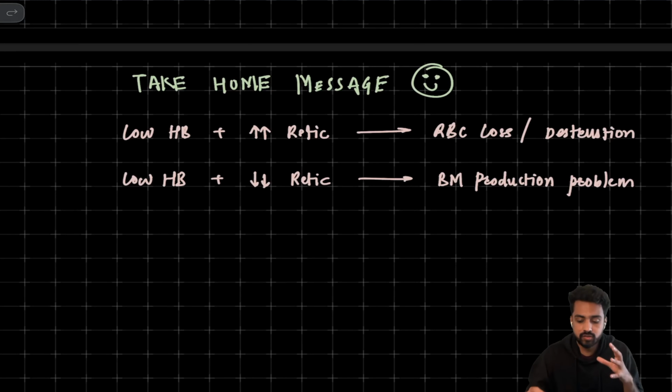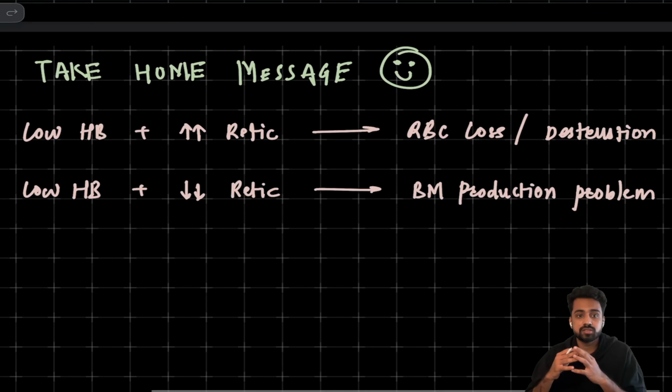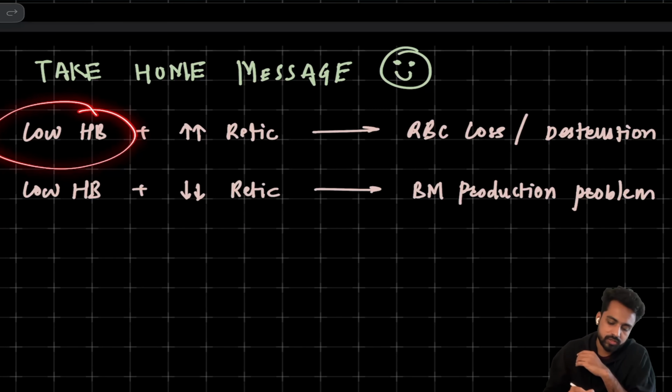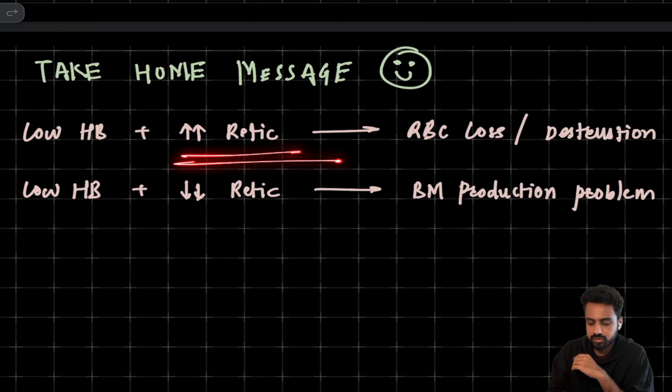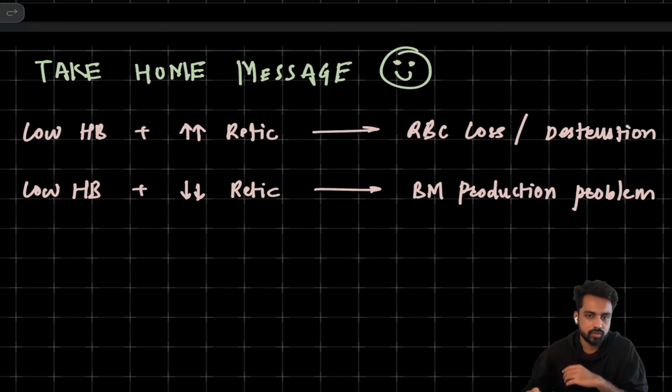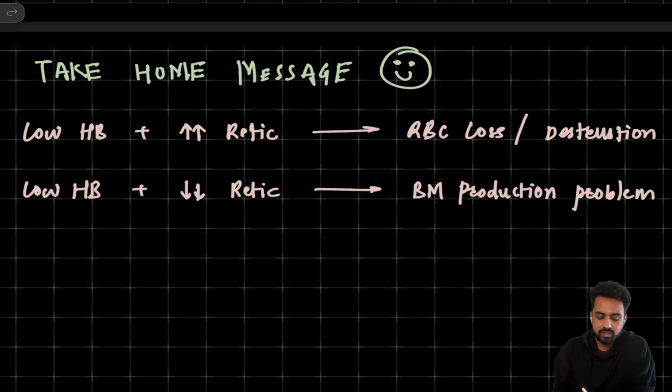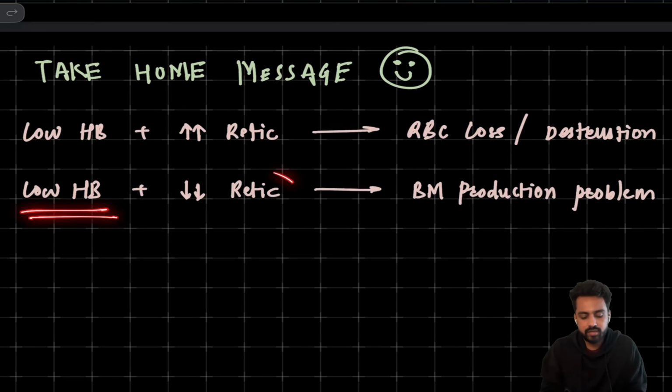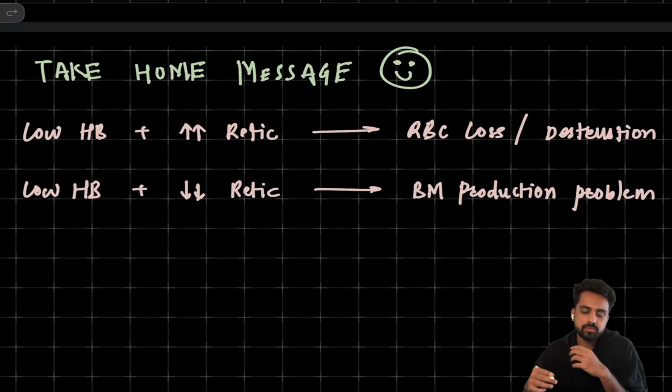Lastly, the take home message: if the patient has low Hb and increased reticulocytes, then there is RBC loss or destruction of RBCs going on. If there is low Hb and decreased reticulocyte count, it means there is a bone marrow production problem in that patient.